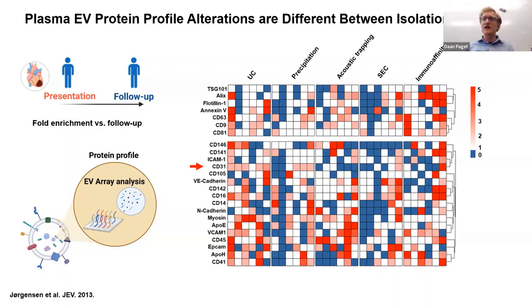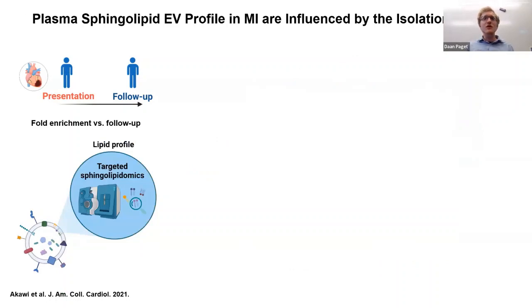Again, this suggests that there are differences between the patient group at time of presentation versus follow-up, and that the isolation method affects this difference. We then did the sphingolipid analysis. We took the patients again at time of presentation and follow-up, isolated the EVs, and looked at the sphingolipid concentration, expressed again as fold of enrichment versus 1 month follow-up.